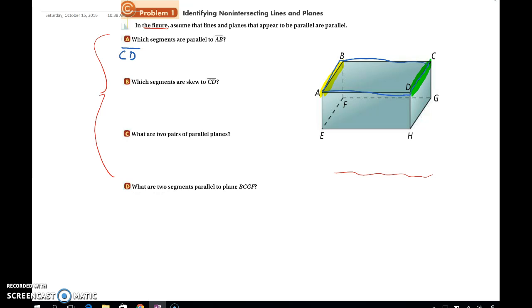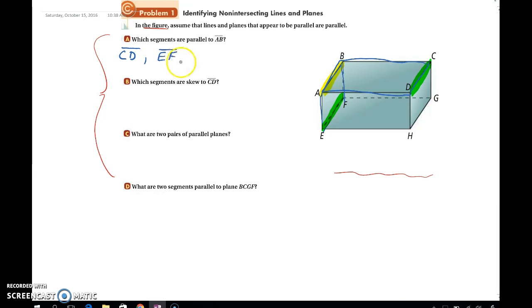And then another segment that we can say is parallel to it is, now this segment AB is also part of the side of the box here. So then another segment that it will never touch is this bottom part of the side. So it will never ever intersect with segment EF either. So then another segment that we can say is parallel is segment EF.